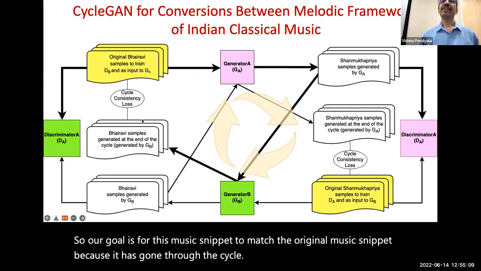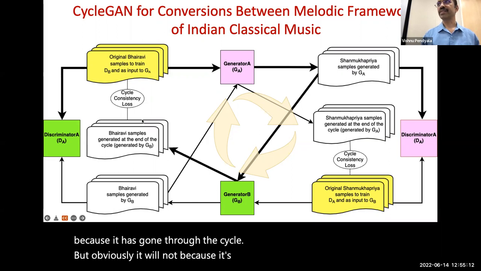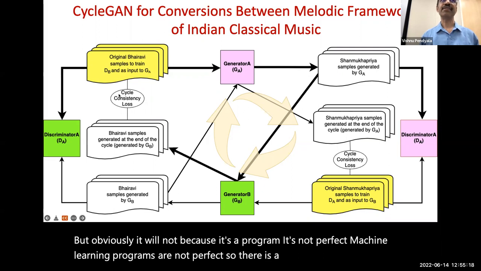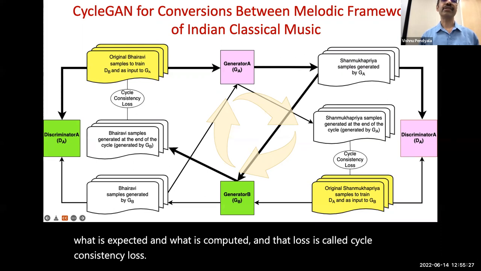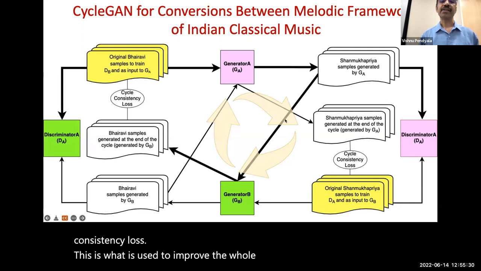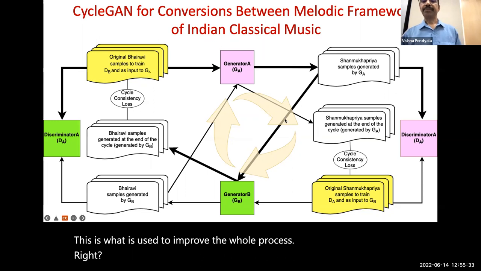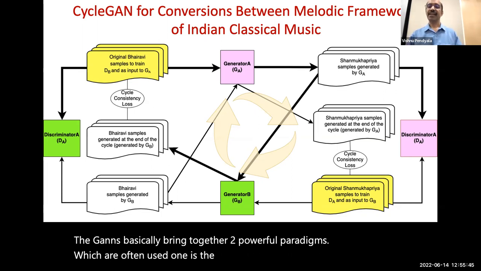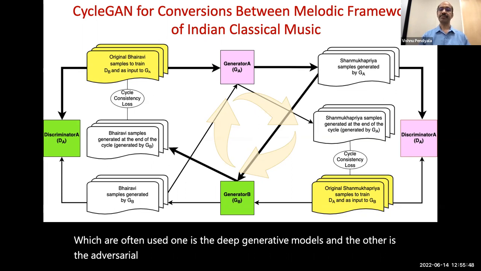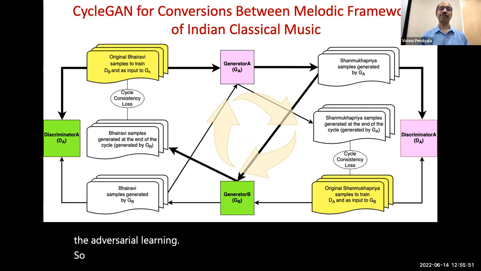Our goal is for this music snippet to match the original music snippet because it has gone through the cycle. But obviously it will not, because it's a program. It's not perfect. Machine learning programs are not perfect. So there's a loss, a difference between what is expected and what is computed. And that loss is called a cycle consistency loss. This is what is used to improve the whole process, right? So GANs basically bring together two powerful paradigms which are often used. One is the deep generative models, and the other is adversarial learning. So there's a lot of promise here.